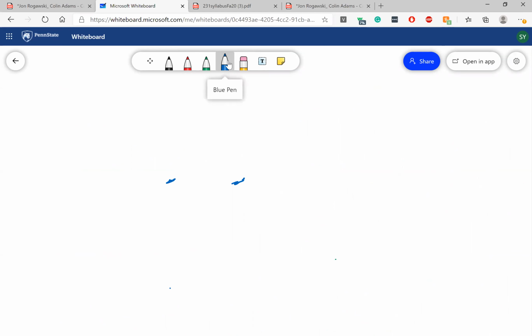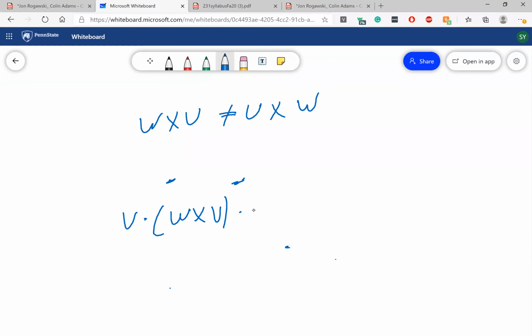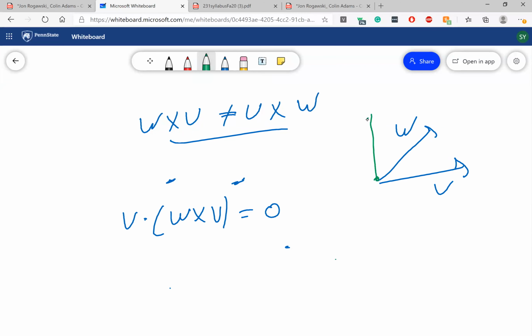And the same thing will be true for w cross v. w cross v does not equal v cross w. We'll see what it does equal later. But v dotted with w cross v should be equal to 0. And again, so let's talk about what this is. So here's my v, and here's my w. So one of them, I'm not saying which one, we'll see later, will be this vector. Maybe it's this one. And the other one will be this vector. So you just flipped it.